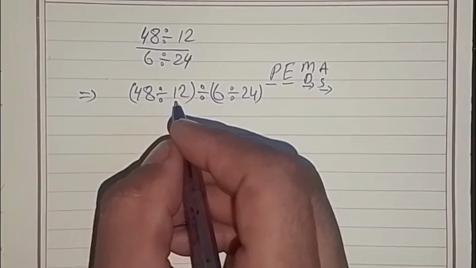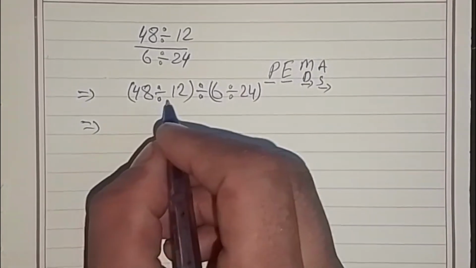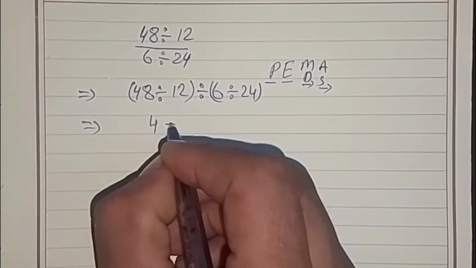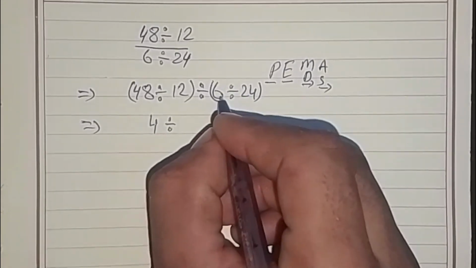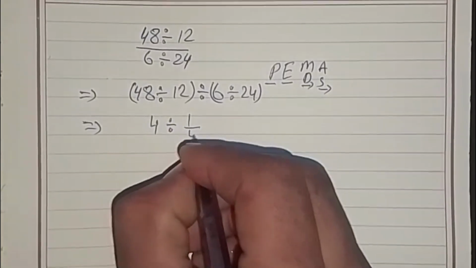So 48 divided by 12 gives us 4. Divided by 6 divided by 24, they give us 1 more 4.